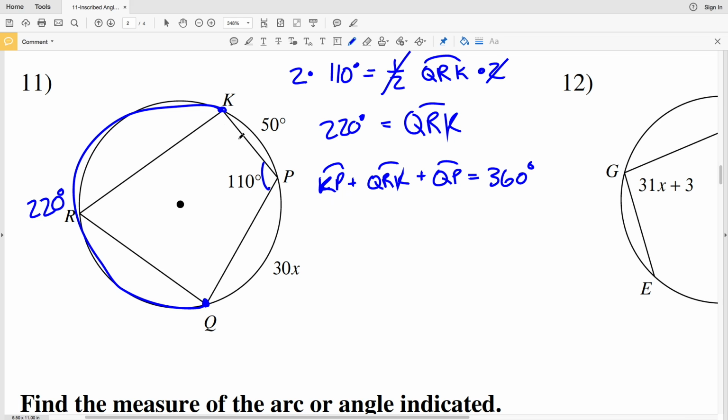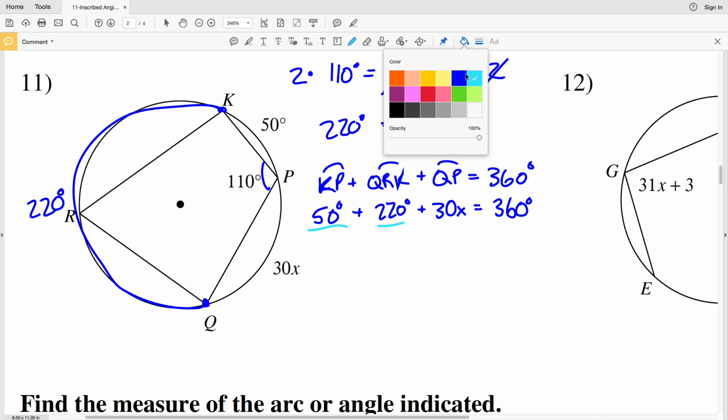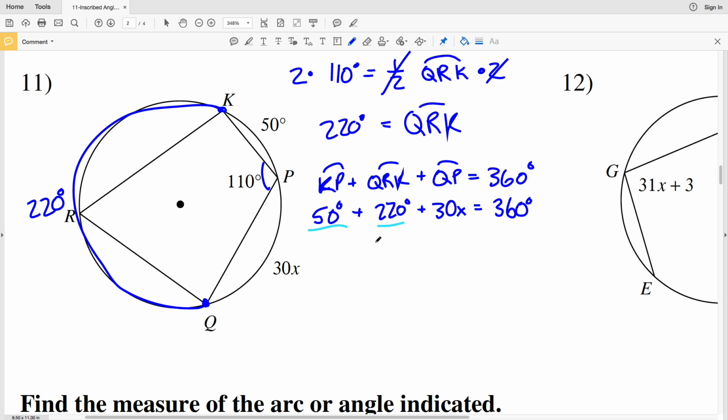So I'll plug in what I know for each. KP is 50 degrees, QRK we calculated to be 220 degrees, and QP is 30x. All of that summed together equals 360 degrees. Now I'll combine my like terms, 50 degrees and 220 degrees. 50 plus 220 will be 270 degrees, and adding that to 30x will give me 360 degrees.